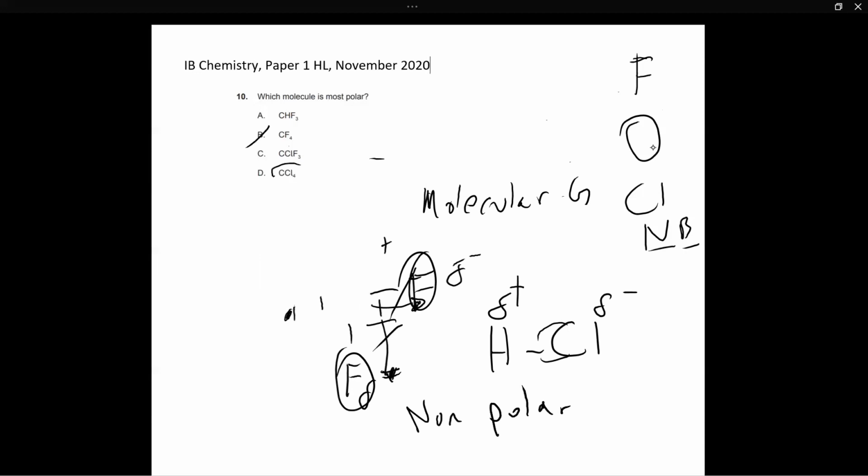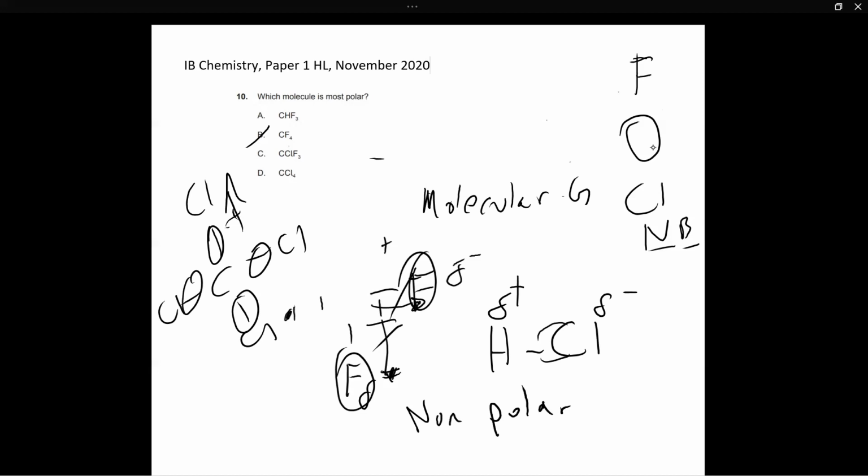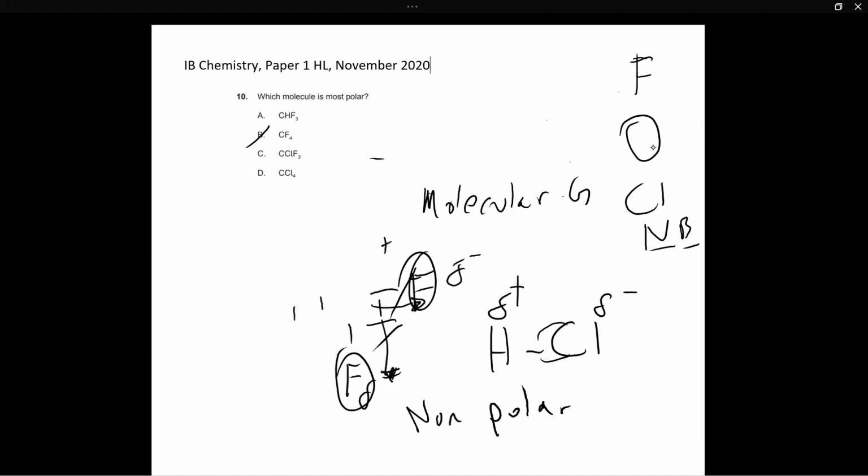And CCl4 is exactly the same thing. It's the same as CF4. There are the same four elements. Each bond in this molecule is polar. They're all polar, but the dipole moments all cancel out, right? The dipole moments are all towards chlorine. The molecular geometry is tetrahedral and they all cancel out, making this molecule non-polar as well. So this is also out of the question.